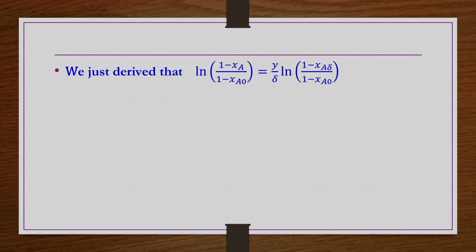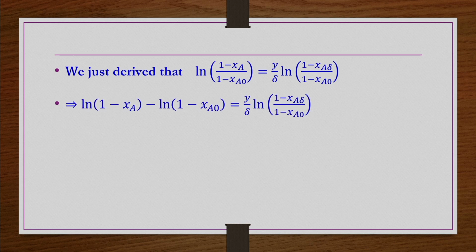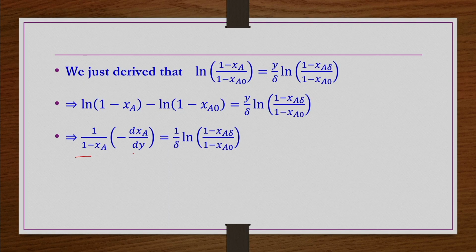Now what we do, we differentiate this equation with respect to y, because we want to know the flux also. We have to find out the mass flux also. For that we need to know dXA/dy. So that is the reason we are differentiating this equation with respect to y. From this term we have 1/(1 - XA) times minus dXA/dy. This is a constant, so its derivative is 0. Now in this equation, except y, everything is constant, so 1/δ ln[(1 - XAδ)/(1 - XA0)] multiplied by 1, right.